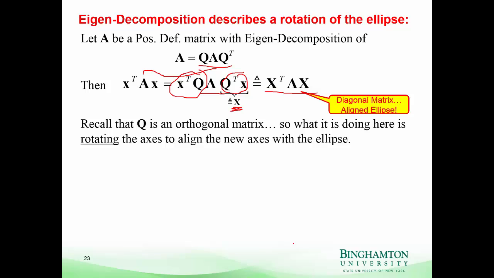So Q is an orthogonal matrix. Remember, rotations were orthogonal matrices. That's all this is really doing, is rotating, maybe in a slightly more general way than just simple rotation, but rotation to align the new axes with the ellipse. And we could draw a nice picture of that, but I didn't do that here. I think the book might actually have a picture of that, so you can check that out. All right, I'm going to stop here.